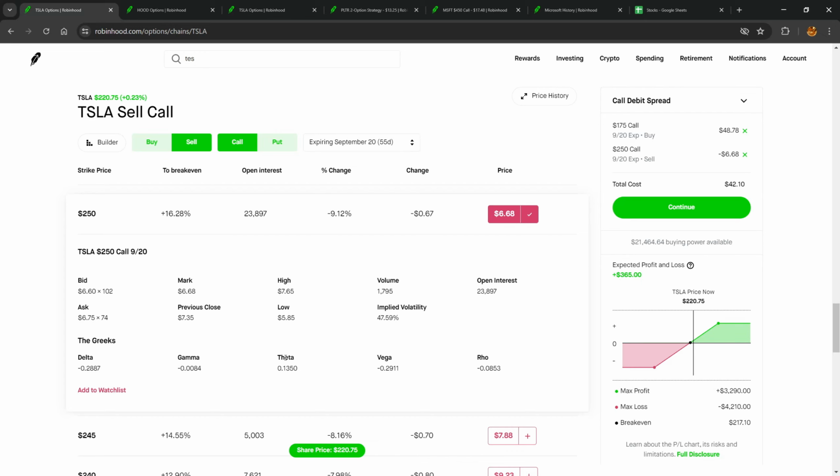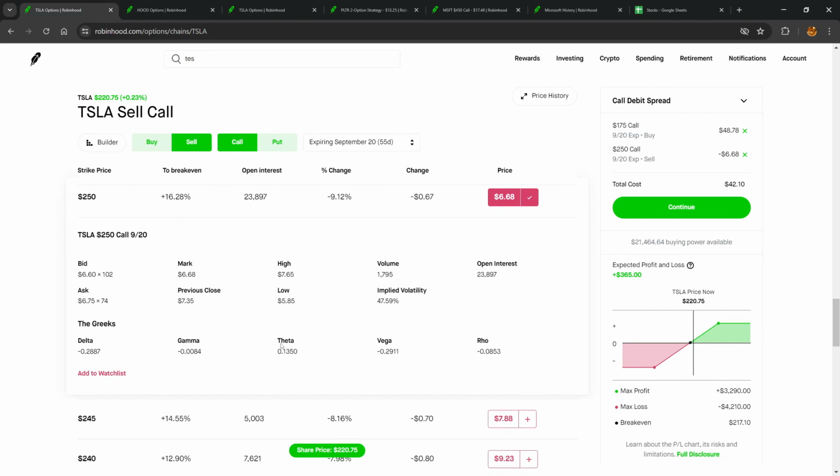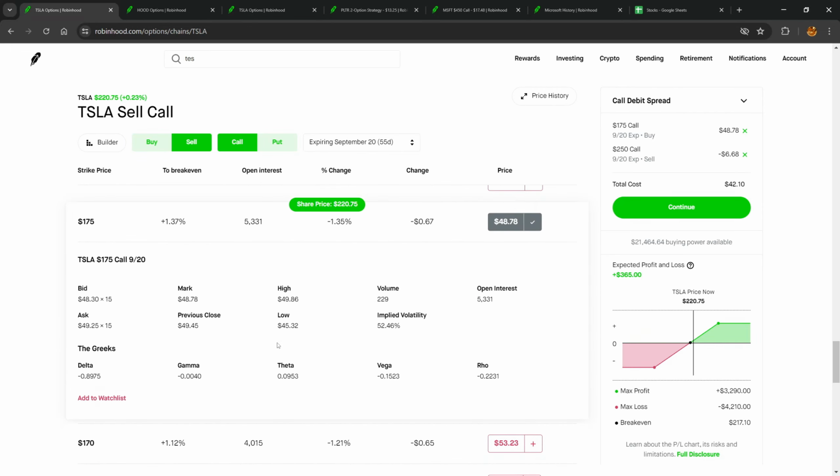And even if you see the theta here, which is the time decay, this option will lose $13.5 each day, while the option that we bought, we're only going down 9 and a half cents per day. Meaning we are actually making a few cents of money, instead of losing money from the time decay, assuming everything else is equal. So here you go.